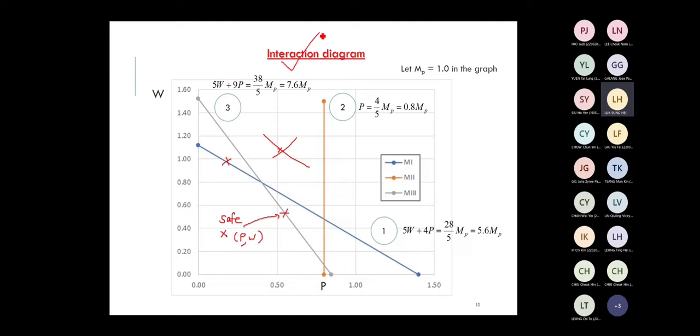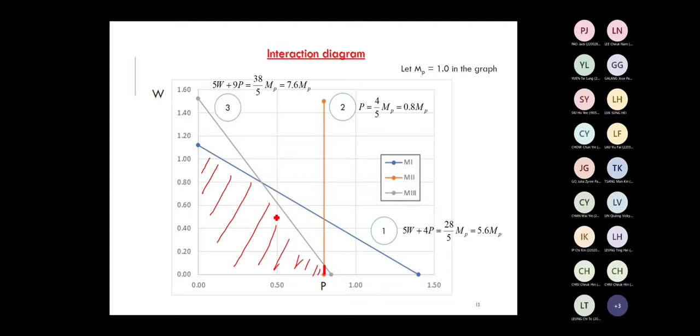Okay, this is the so-called interaction diagram, how to graphically present the influence of P and W with different failure modes. So this is the safe region, simply speaking. This is a safe region in the graph. It seems that the possibility of having the sway mechanism is quite little, right? Mechanism 2 just contributes a little bit. This leads to a vertical line. And most of the time it's contributed by 1 and 3, the blue and the gray lines. So this is how you can deal with structures with inclined members.